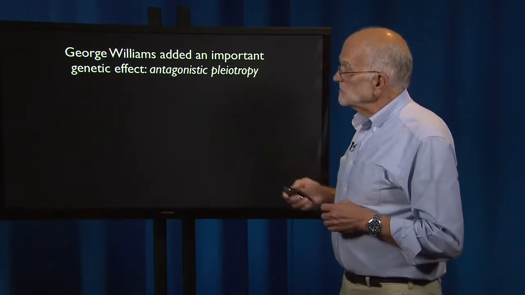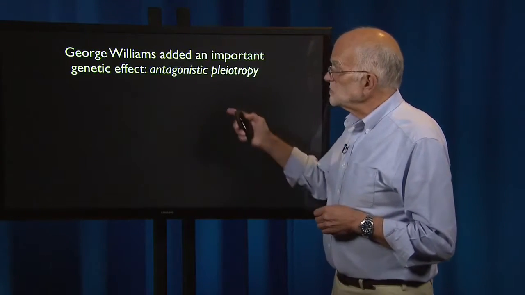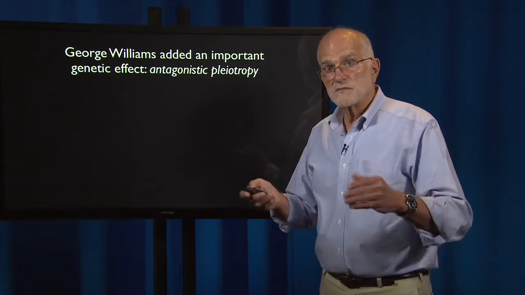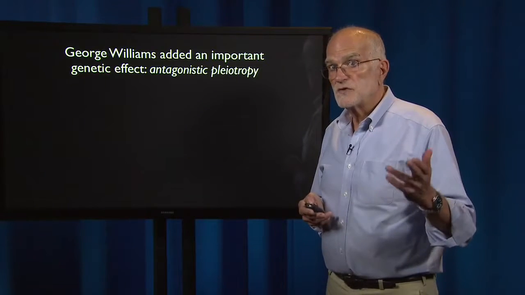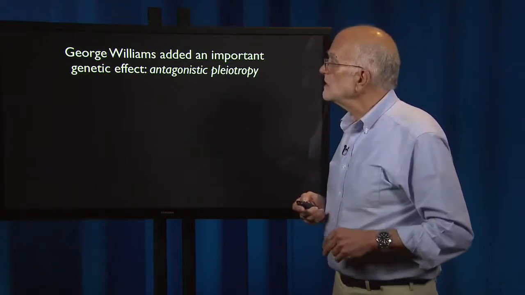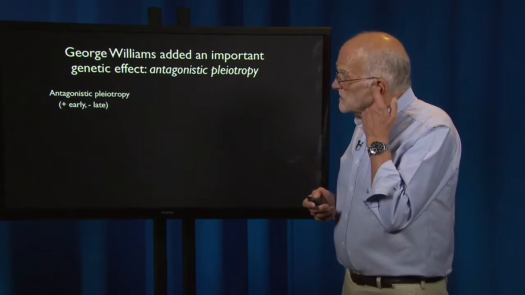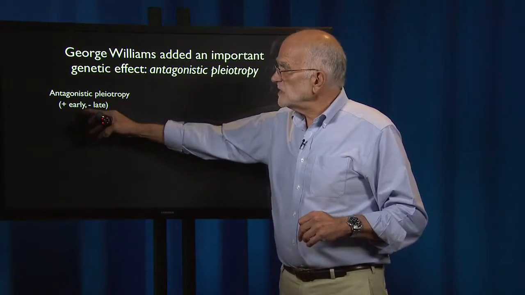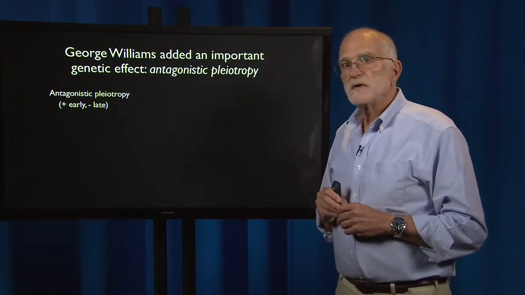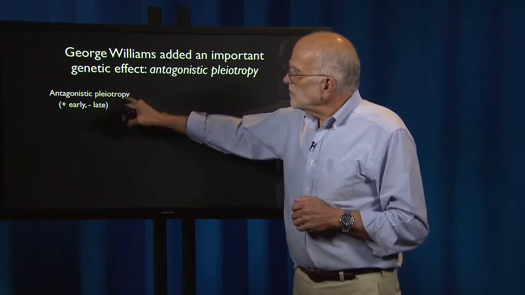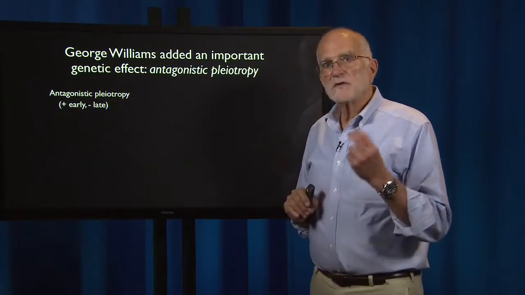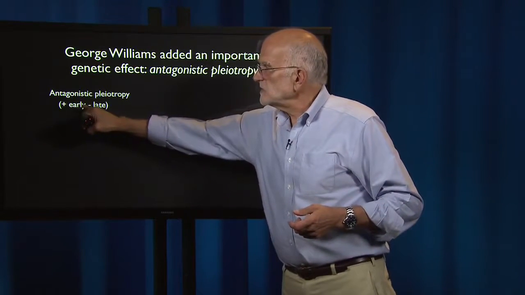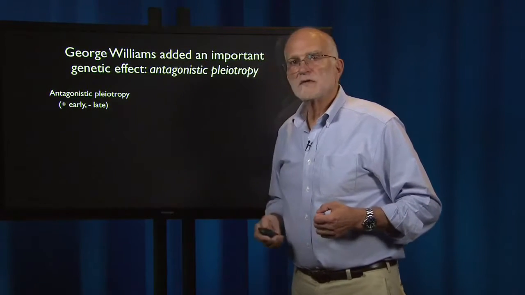The second insight comes from George Williams. He added an important genetic effect that we call antagonistic pleiotropy. We've already discussed it a bit with regard to reproduction in Framingham and cancer risk. In antagonistic pleiotropy, a gene has a positive effect on traits early in life and a negative effect late in life. The pleiotropy part means that the gene is having an effect on two or more traits, and the antagonistic part means that it's plus in one set and negative in the other set.